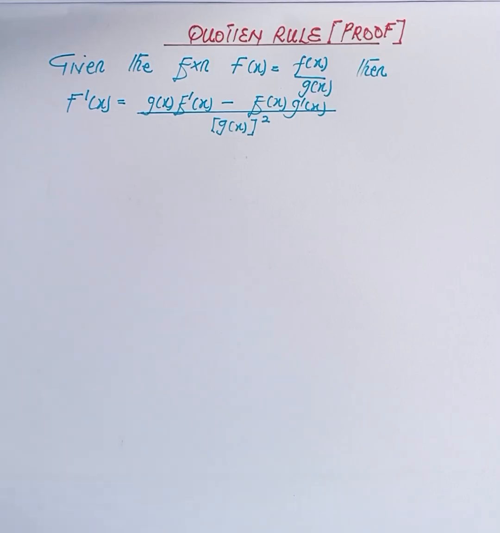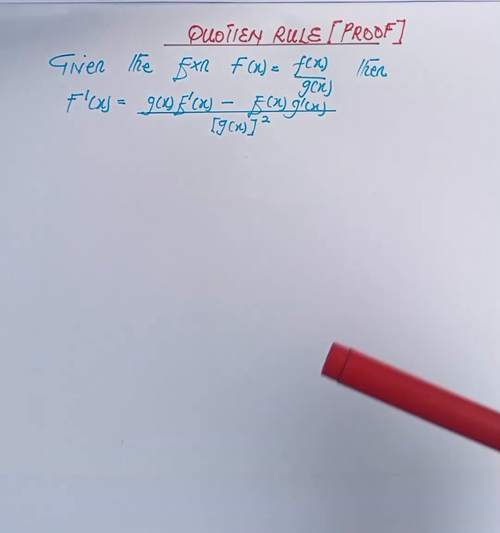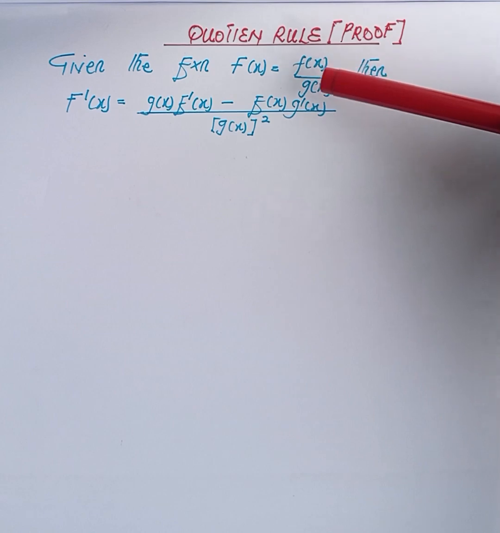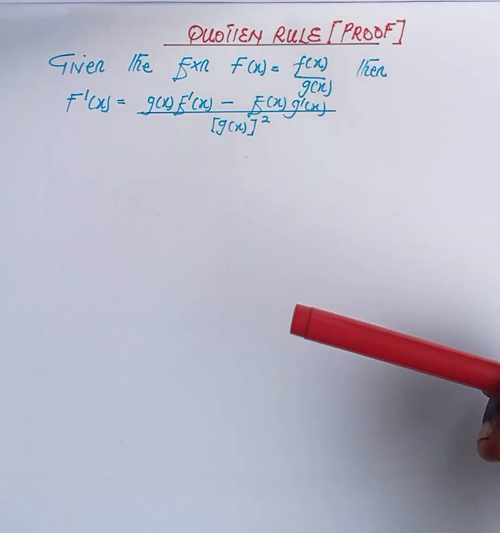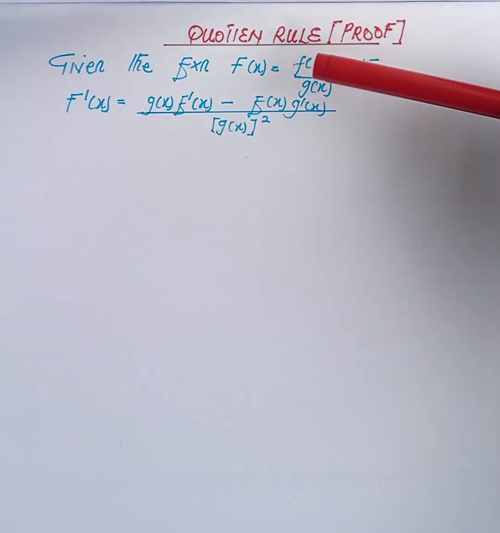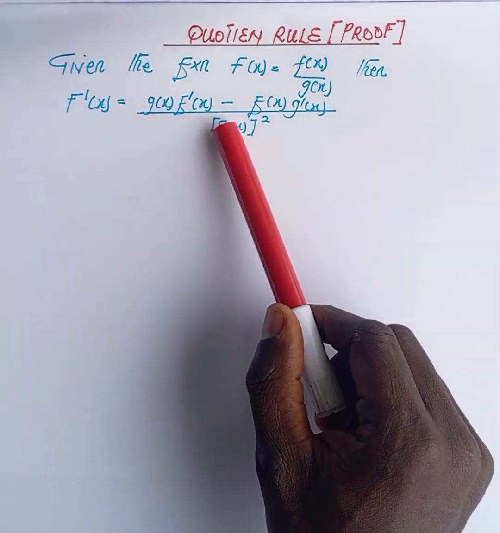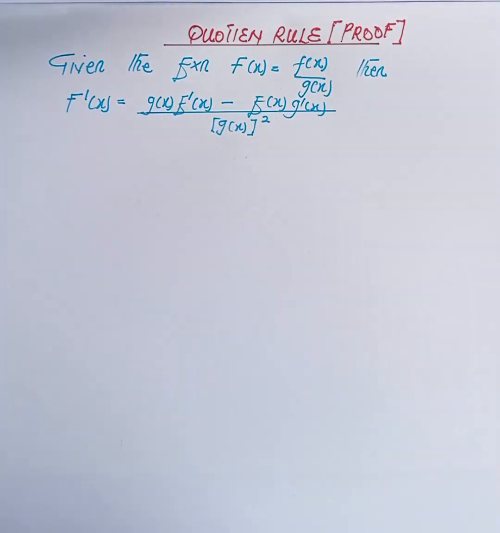In this lesson, we are going to look at the proof of the quotient rule. As we have already learned in our previous lessons, if f and g are both differentiable functions and they are dividing, then the derivative of these two differentiable functions dividing is giving us this, and we are going to look at the proof of it.